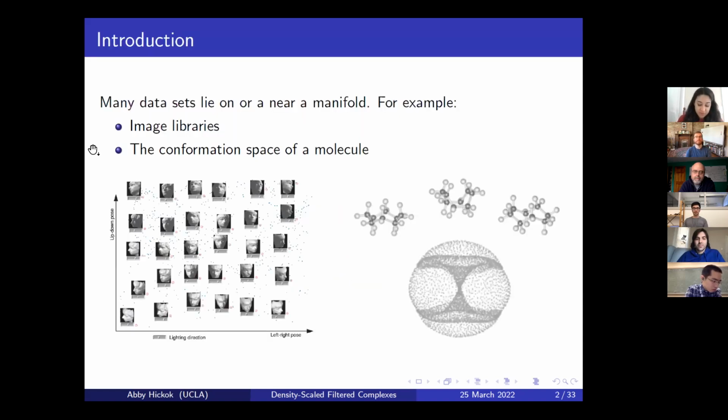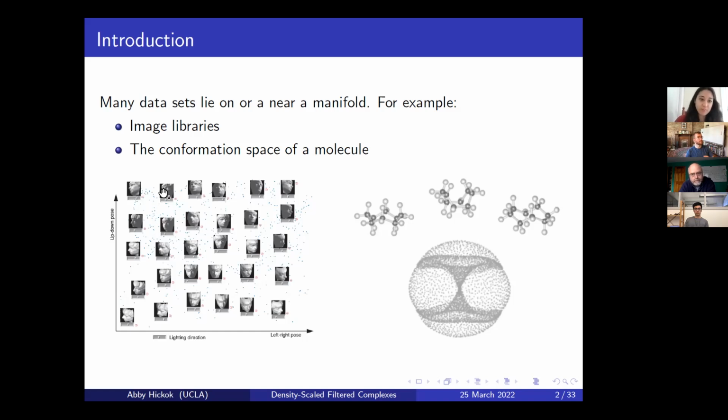Okay, so to start, this work is about using persistent homology to infer the homology of some underlying Riemannian manifold given a point cloud that's sampled from it. As probably most of you are aware, being at an applied topology seminar, we care about this because lots of data sets lie either on a manifold or near a manifold, or at least we like to assume that that's true. For example, on the left here, we have an image library, a very high dimensional data set where we can picture each image as a high dimensional vector where each coordinate corresponds to pixel intensity.